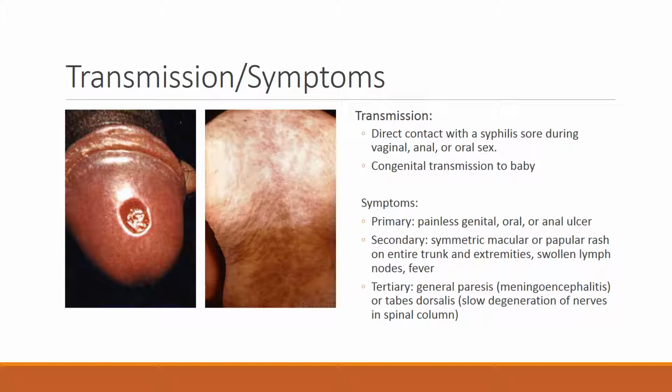We're going to probably see the primary or secondary symptoms first. I doubt we're going to be the ones to pick up on any tertiary symptoms, and hopefully they've been treated by that point. A primary symptom is going to be a painless genital ulcer. So a picture of kind of what's going on in the penis here. It can also occur in the oral area or anal area.